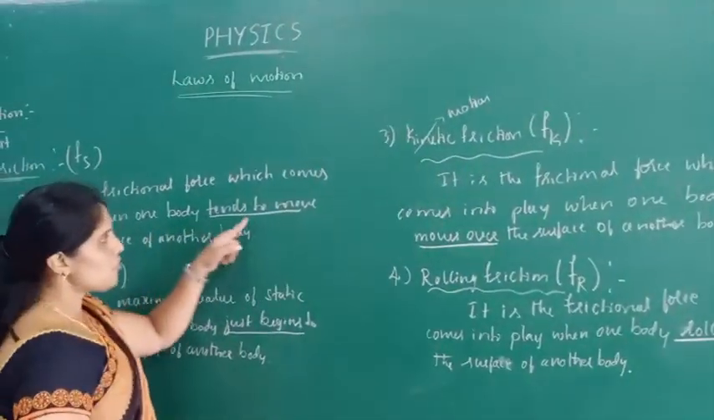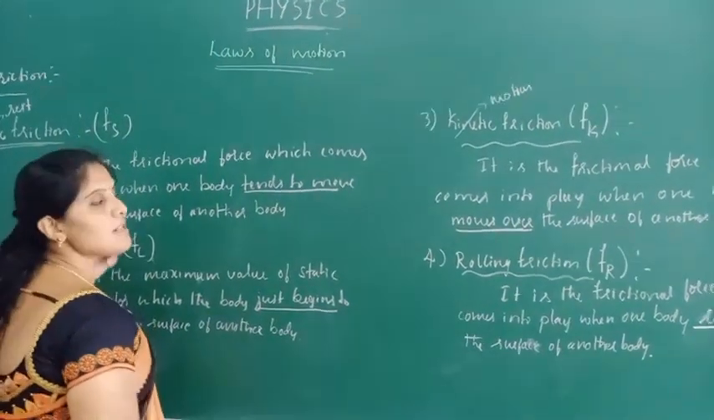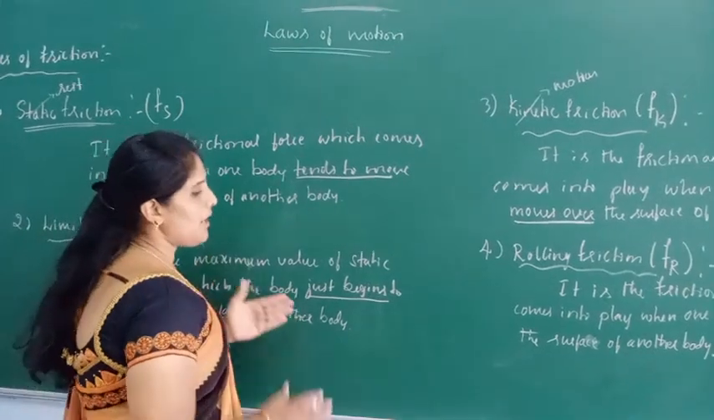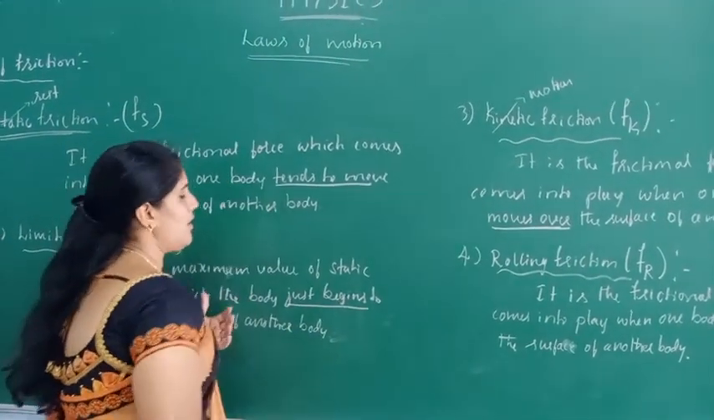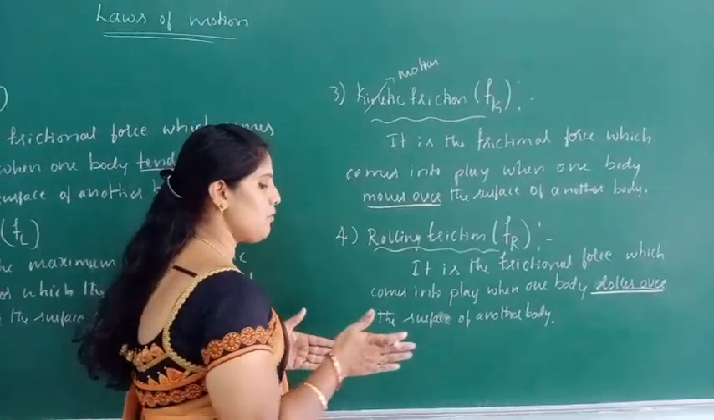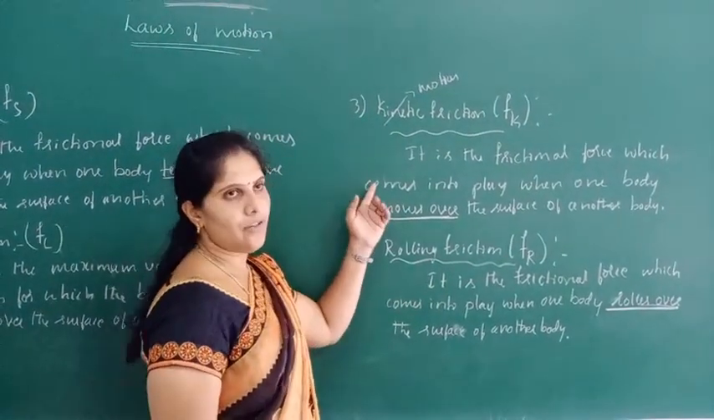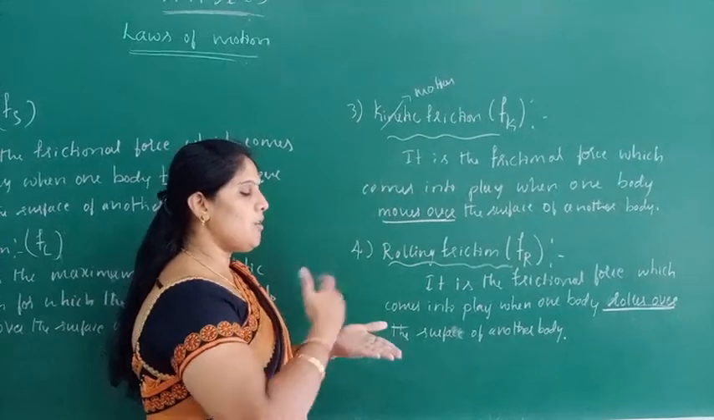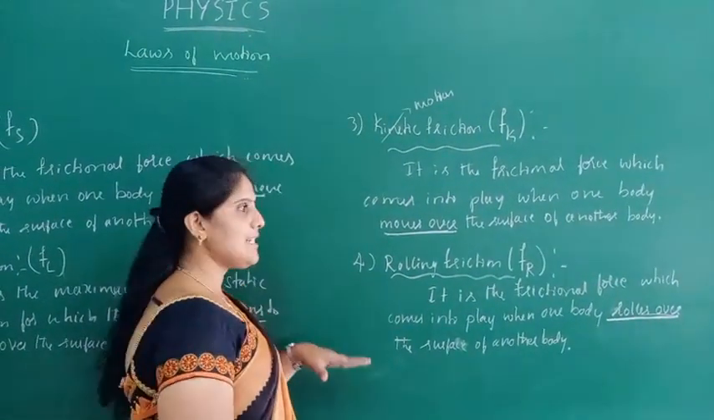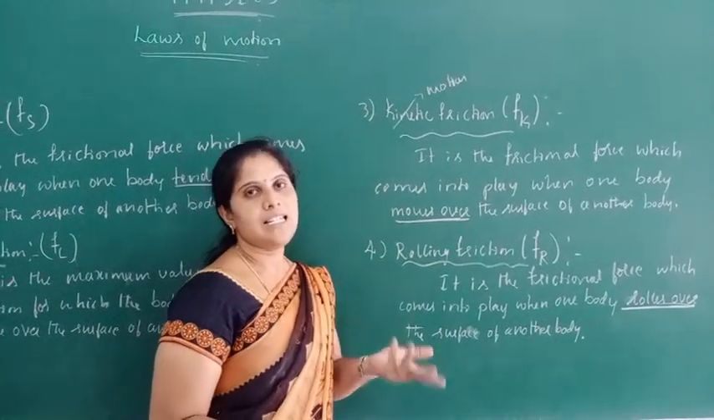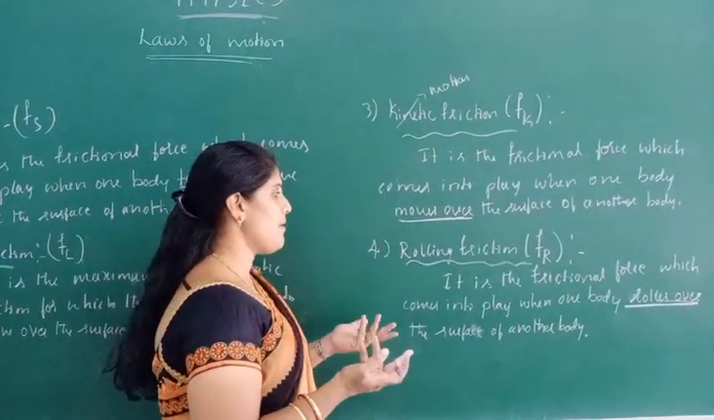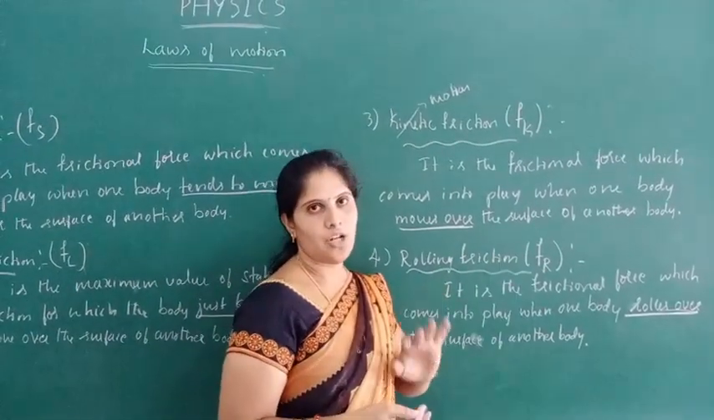If the body tends to move over the surface of another body, that means the body is at rest, it is called static friction. If the body just moves, it is known as limiting friction. If the body starts moving, it is kinetic friction. Instead of moving, if it rolls, it is known as rolling friction. For example, skating and wheelchairs are examples of rolling friction.